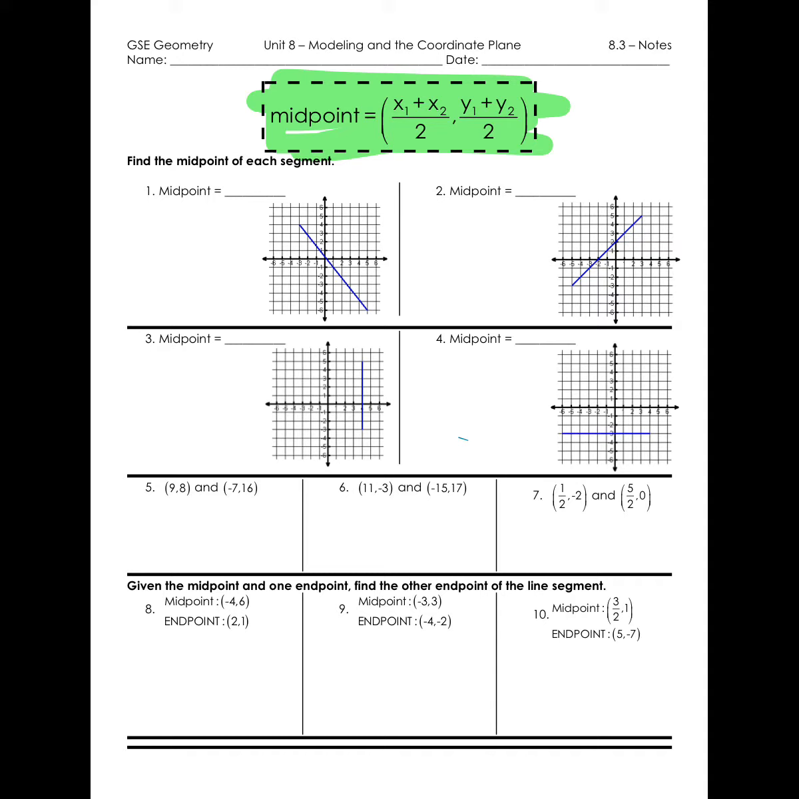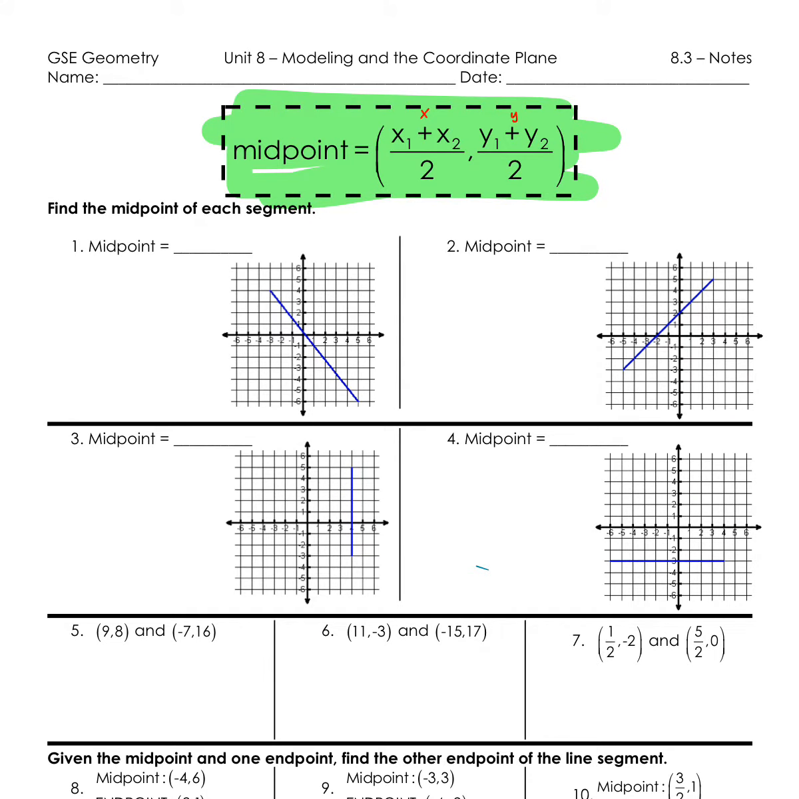That formula is in parentheses because, again, this is a point on our coordinate plane. Because it's a point, this would be the x of our midpoint and this would be the y of our midpoint. So we've got in parentheses x1 plus x2 divided by 2, comma, y1 plus y2 divided by 2.